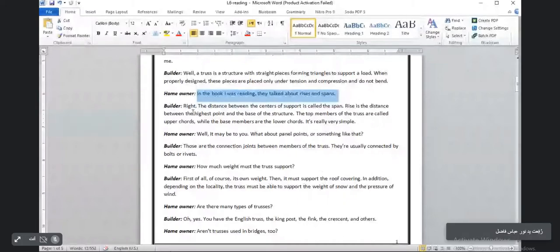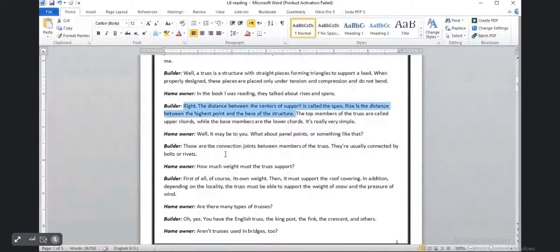Who would like to read this part? Dua, could you please read this part? The highlight is here. It's okay. I hear you. Yes. Okay. The distance between the centers of support is called the span.